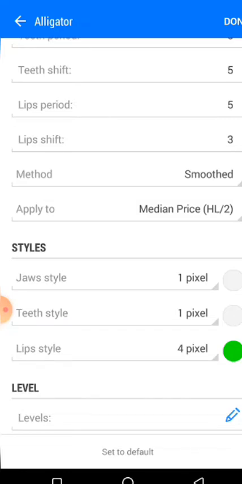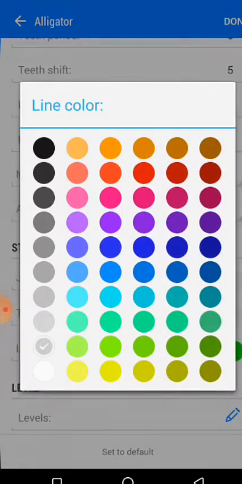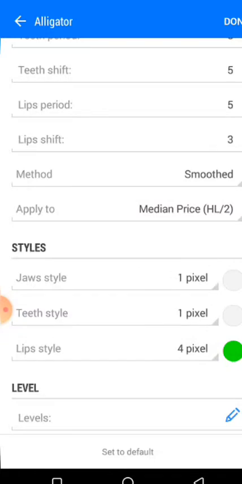My background is white, that's why I'm using white. Then the teeth also use 1 pixel because we don't want it to show on our chart, and I'm using white also because my background is white. If your background is black, you will use black. We only need the lip style.